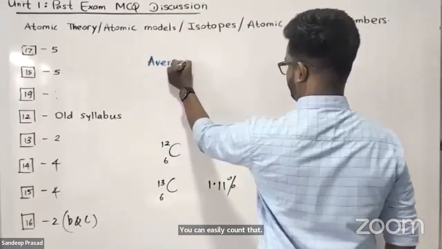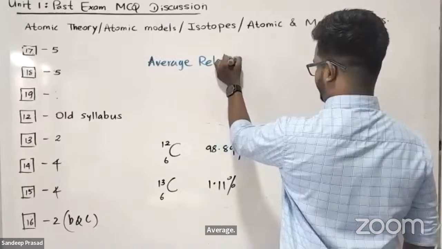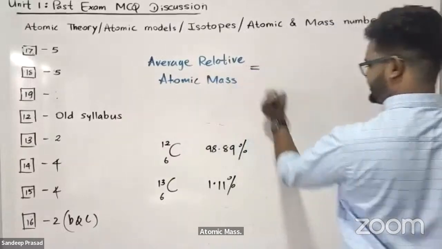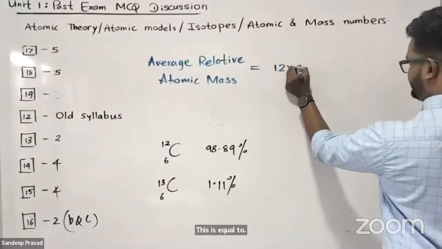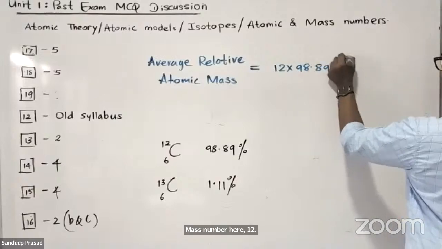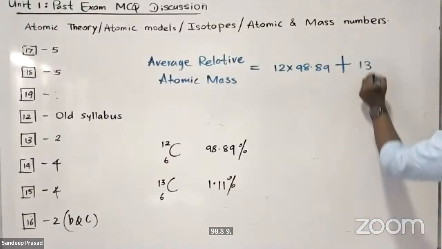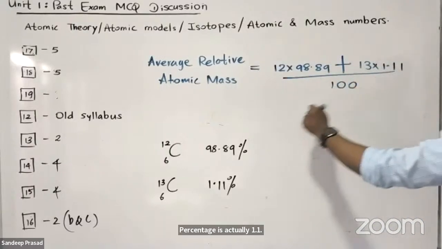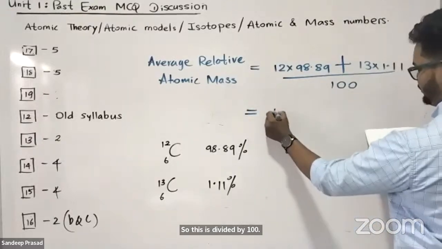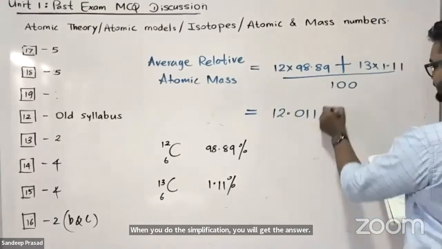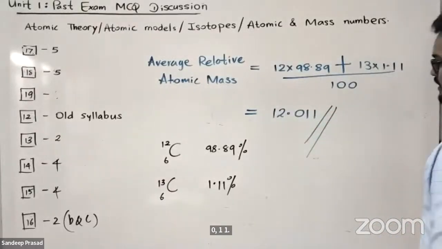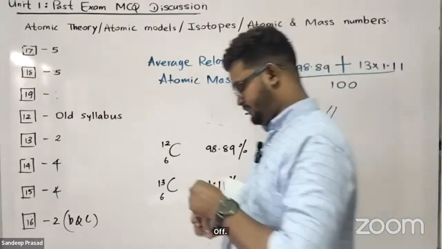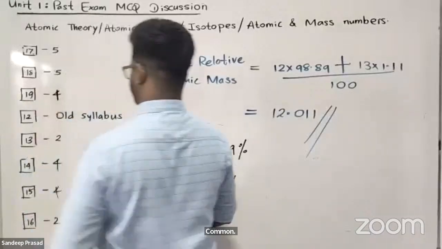Average relative atomic mass is equal to, we know the mass number here is 12, times 98.89, plus what is the mass number of the second isotope, 13, times the percentage, 1.11. So this is divided by 100. When you do the simplification, students, you will get the answer for this one as 12.011. So this is the average relative atomic mass of carbon. Question number 19, answer should be 4th.